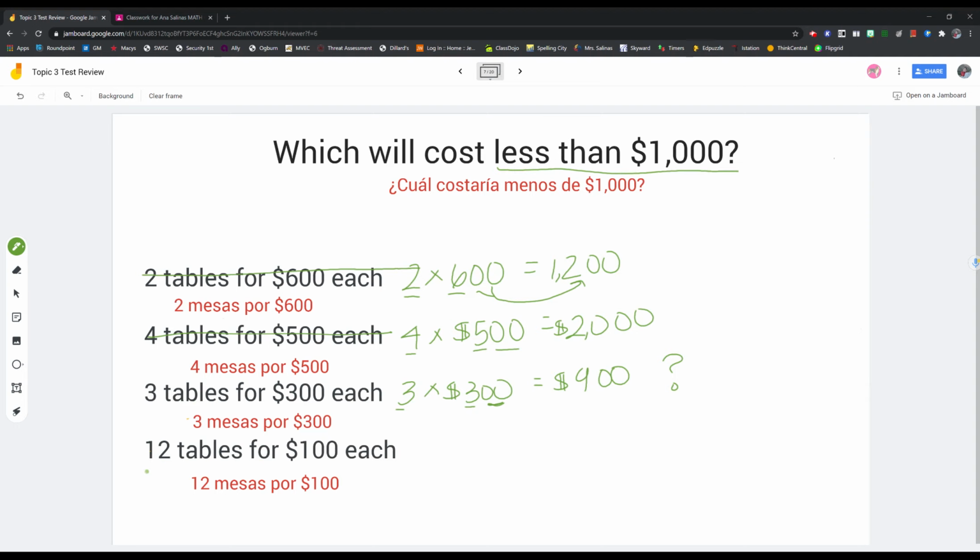And the last one is 12 tables times $100 each. So 12 times 100. 12 times 1 is 12. Don't forget the 2 zeros. 1,200. This is wrong because it is not less than 1,000. The correct answer would be 3 tables for $300 each because it is less than 1,000.